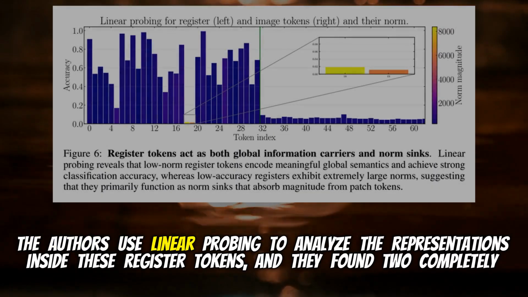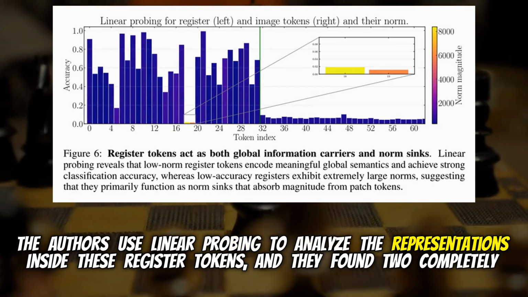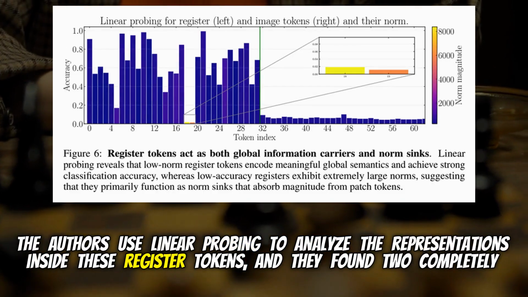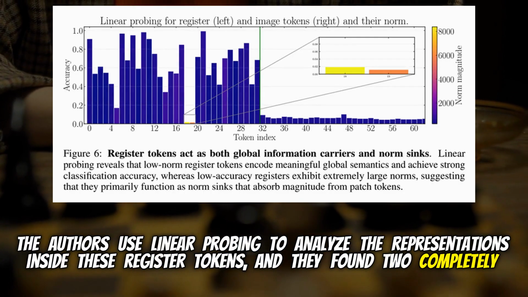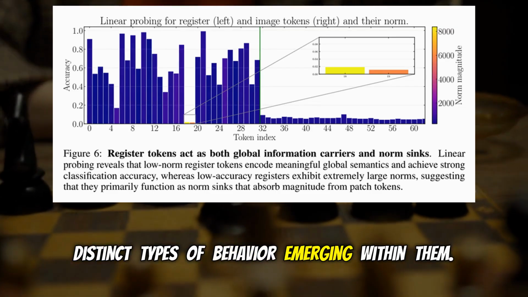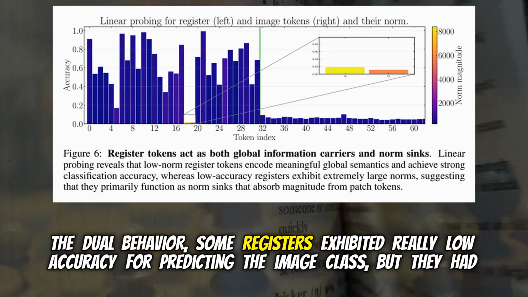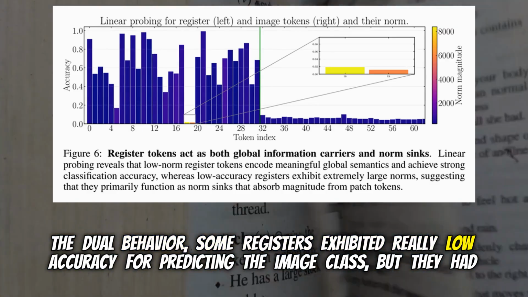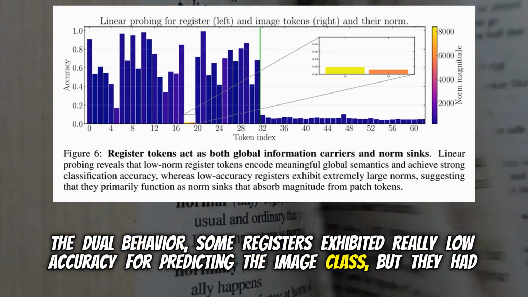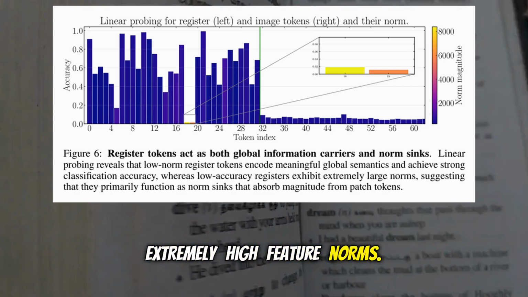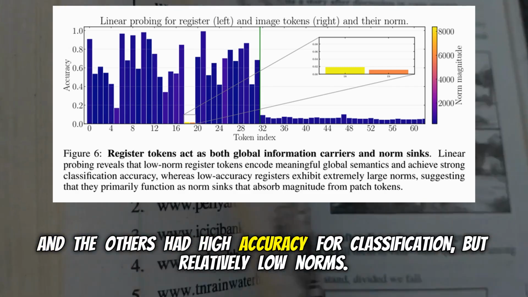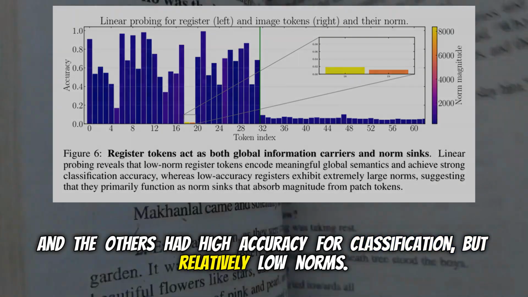But the fascinating part is what it actually offloads. The authors use linear probing to analyze the representations inside these register tokens, and they found two completely distinct types of behavior emerging within them. Right, I saw this in the paper, the dual behavior. Some registers exhibited really low accuracy for predicting the image class, but they had extremely high feature norms. Yeah. And then others had high accuracy for classification, but relatively low norms.